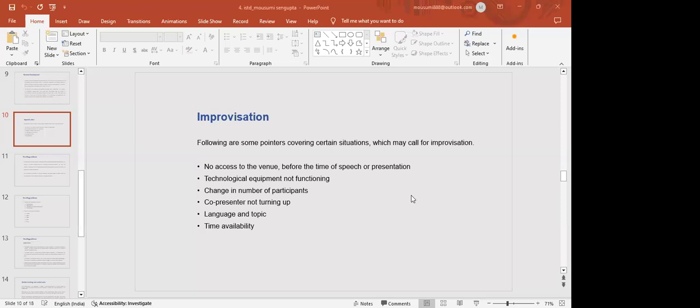So let me quickly share what are the things which we want to discuss about this. There are not very big or huge points all the time, but certain trivial points also can create a lot of problems, because of which you have to improvise. For example, no access to the venue before the time of the speech or presentation. This I have experienced a couple of times, where in Bangalore, for instance, even if you have a lot of time in hand and you have started from home at the right time, and you're going to reach the venue half an hour before, but all of a sudden you find that the traffic jam is so huge, and I'm sure many of us have gone through this in various cities of our country.